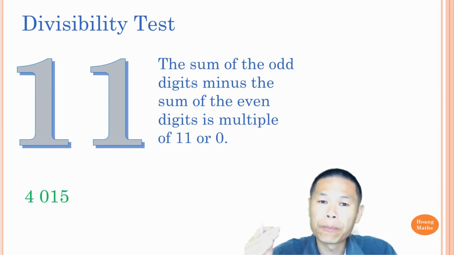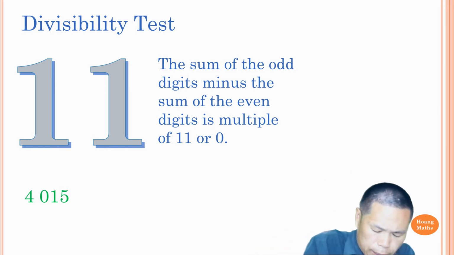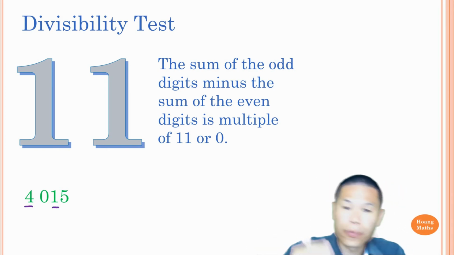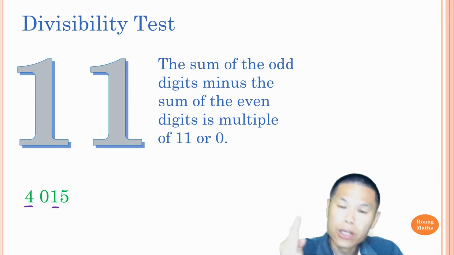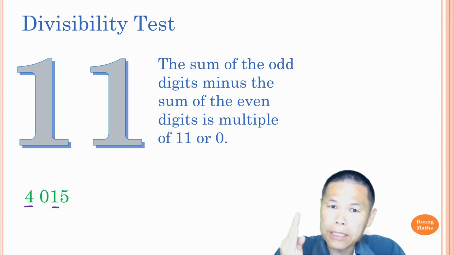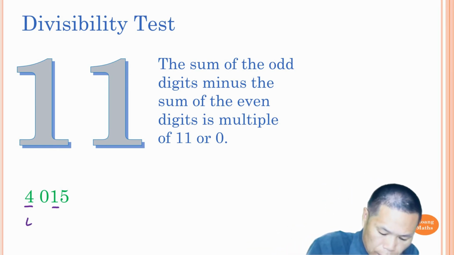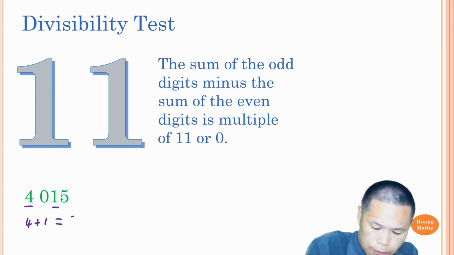Let's say the first one, okay? So the odd digits are this one and this one, okay? The odd position, if you like. So we go 4 plus 1 is 5. I'll just write this down for you first, okay? Is 5. And then we add the even digits.